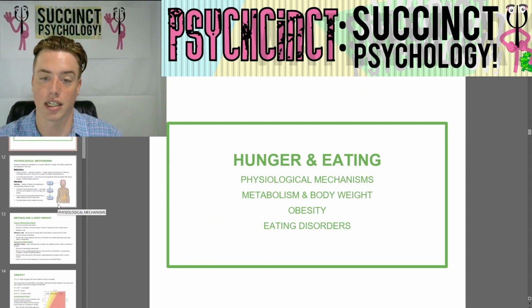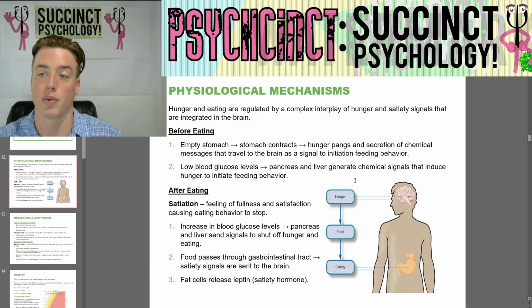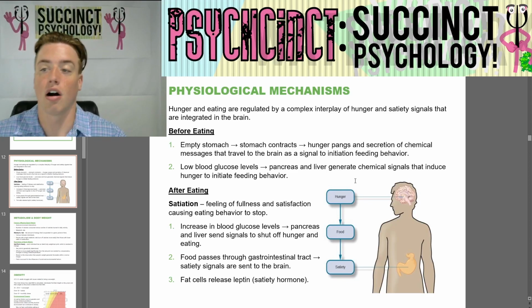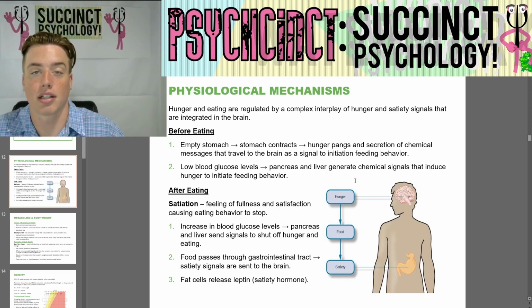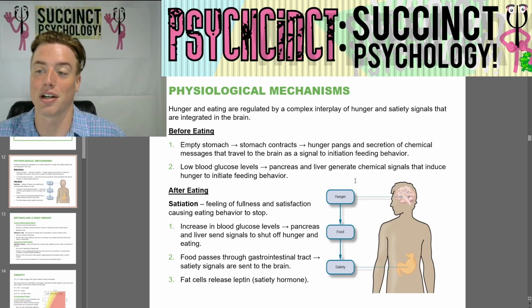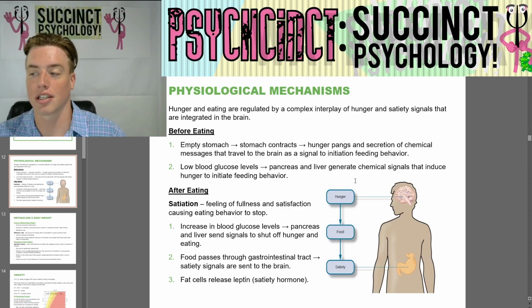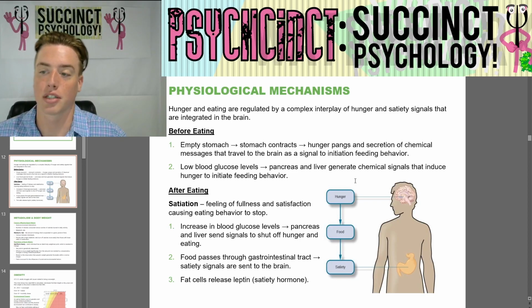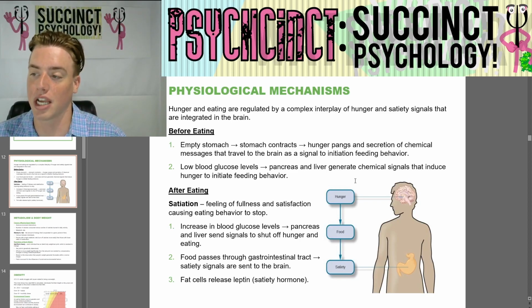Next, we have hunger and eating. So first off, we have physiological mechanisms. Hunger and eating are regulated by a complex interplay of hunger and satiety signals that are integrated in the brain. Now, before eating, you have your empty stomach, your stomach contracts, and you have hunger pangs and secretion of chemical messages that travel to the brain as a signal to initiate feeding behavior.